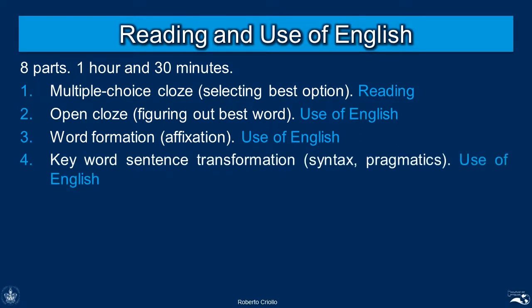Part 4 now is an exercise of keyword sentence transformation to measure your ability to handle syntax and also pragmatics. In other words, there are some key sentences. You need to transform them using a keyword and obviously to keep the same meaning. So that's why this measures the use of English. Again, part 5 is a typical text with multiple choice questions, so it measures reading.